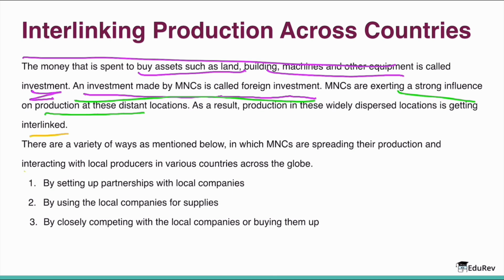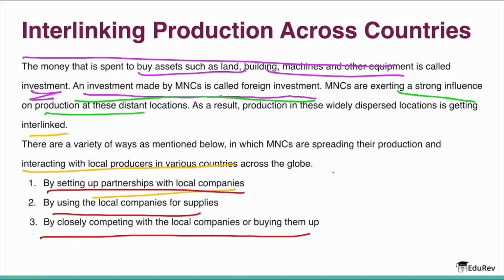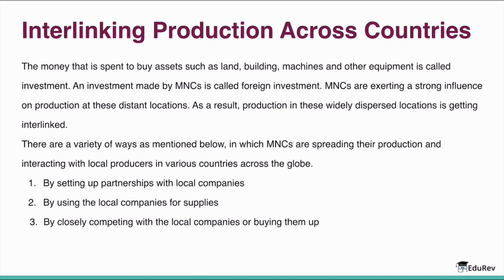There are a variety of ways, as mentioned below, in which MNCs are spreading their production and interacting with local producers in various countries across the globe. By setting up partnerships with local companies, by using local companies for supplies, and by closely competing with local companies or buying them up. So, this is how the MNCs are interacting with the local producers in various countries.